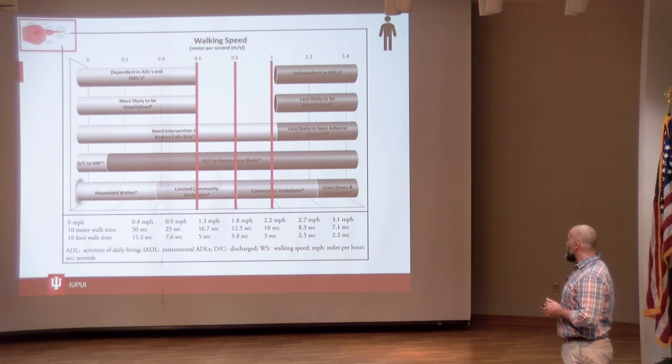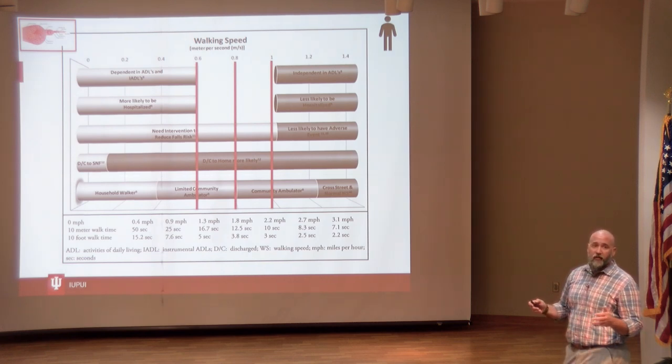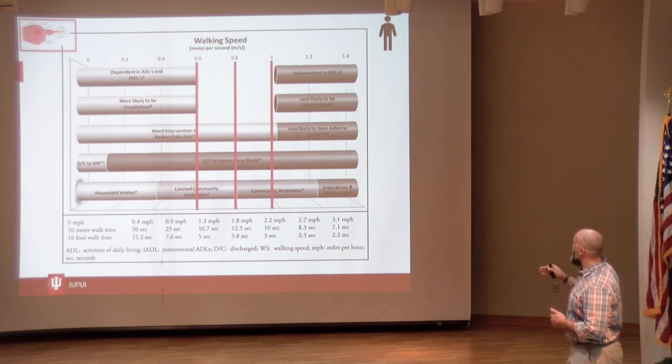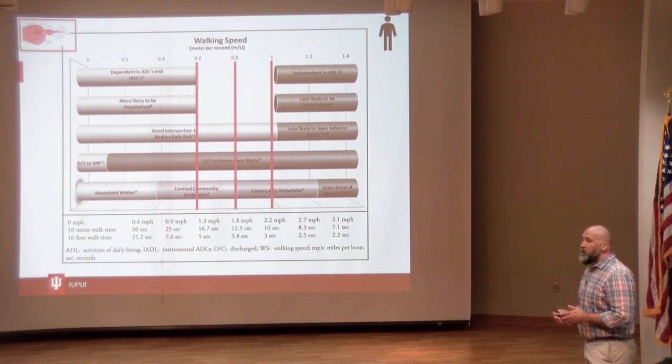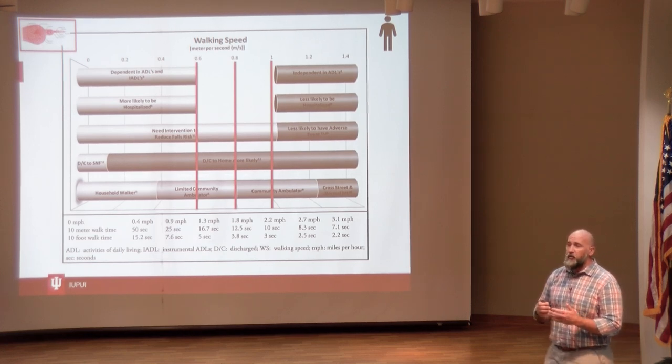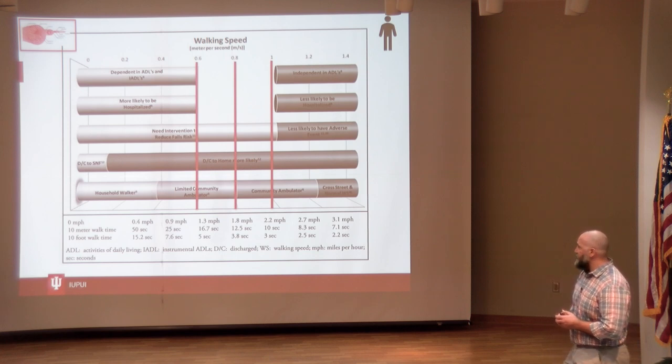When you look at some of the thresholds for gait speed, typically when you're above 1.0 meters per second, that's indicating that you're going to be able to achieve the things that you want to in life. You're typically going to be independent with ADLs. You're more likely to be able to handle or respond appropriately to an adverse event.